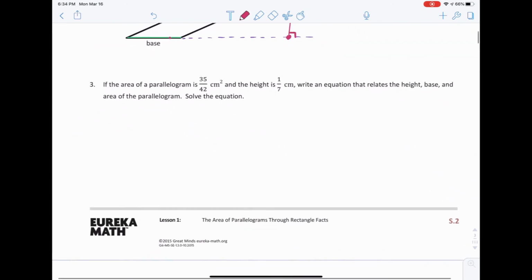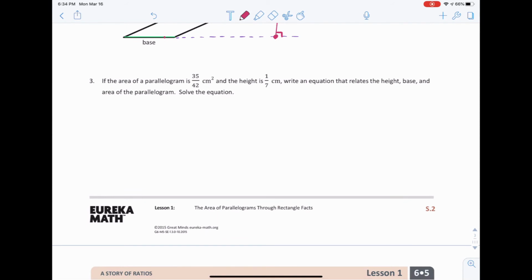Question number 3. If the area of a parallelogram is 35 over 42 centimeters squared and the height is 1/7 of a centimeter, write an equation that relates the height, base, and area of the parallelogram. Solve the equation. All right, this is one of those where I know in class you guys would probably struggle with this. I have a good feeling that you guys would struggle with this. I would really want to encourage you to try this one.